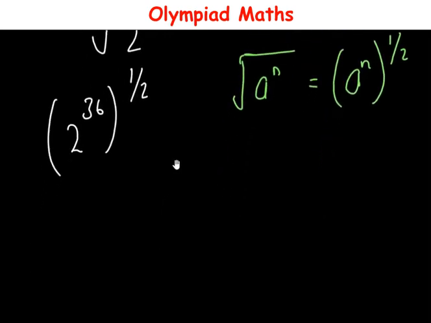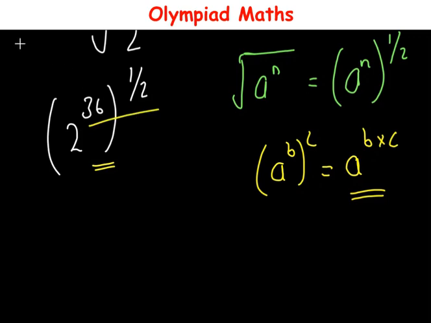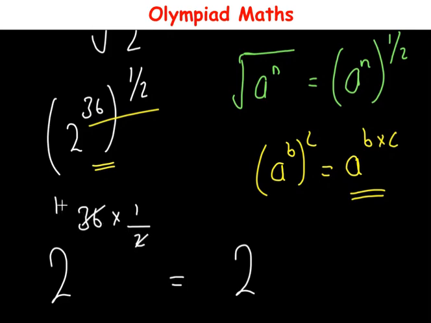So with this, applying this rule of indices, that if you have in brackets a raised to power b, all raised to power c, this equals a raised to power b times c. Applying this rule right here, power of 36 will multiply 1 over 2, and what we have is 2 raised to power 36 times 1 over 2, such that this is equal to 2 raised to power, now 2 will cancel 36, we have 18. 18 times 1 is 18.